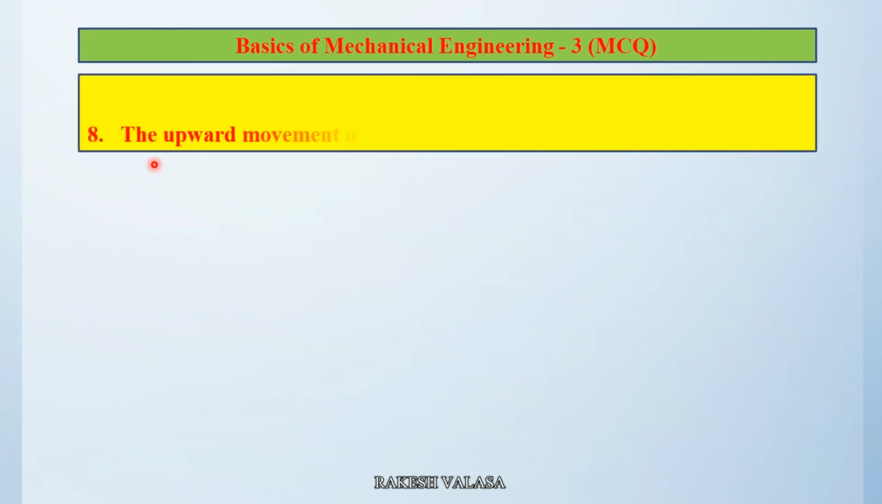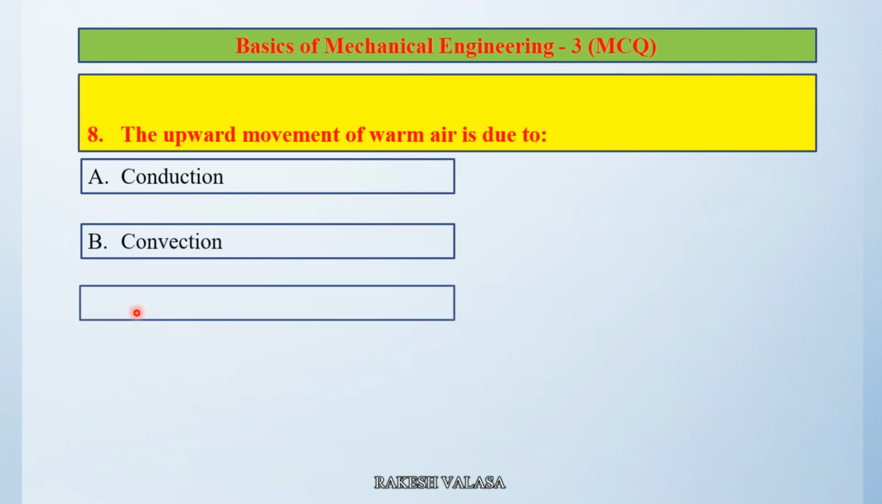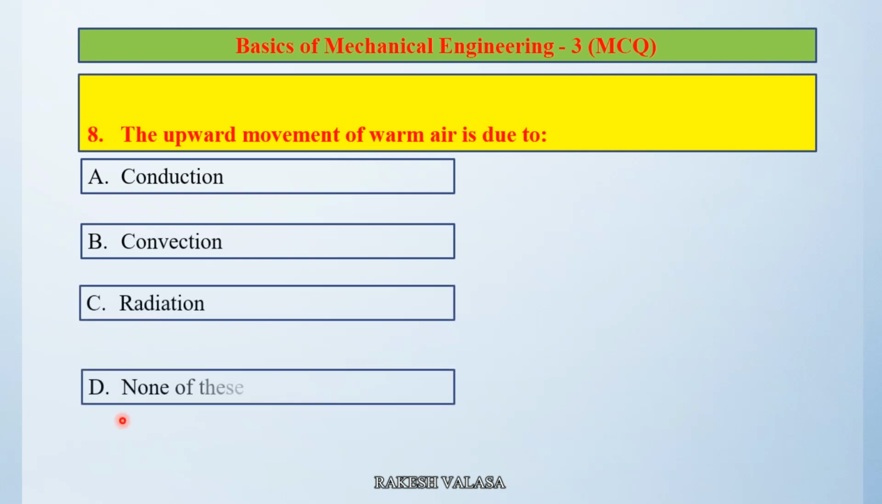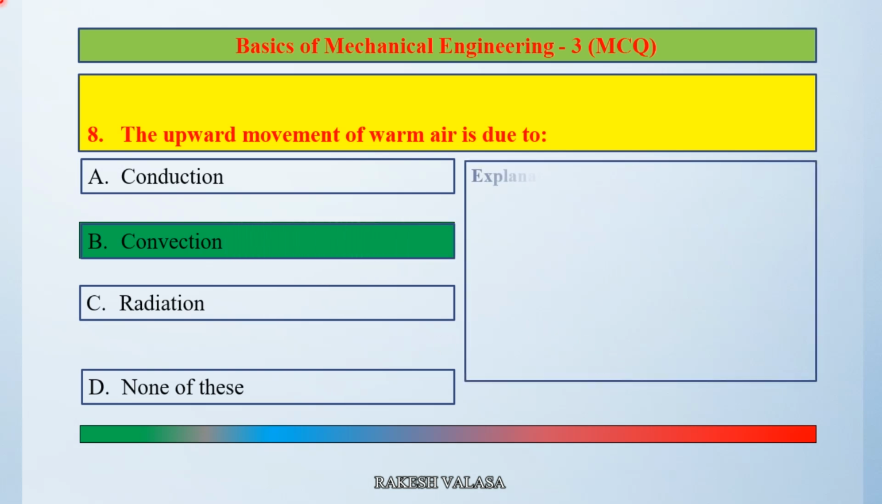Question number 8. The upward movement of warm air is due to option A, conduction, option B, convection, option C, radiation, option D, none of these. The correct answer is option B, convection. Let us see the explanation.